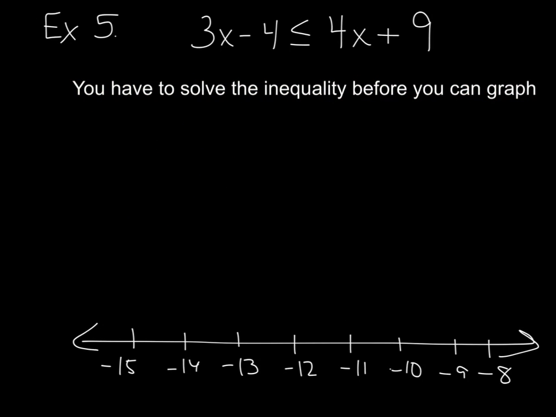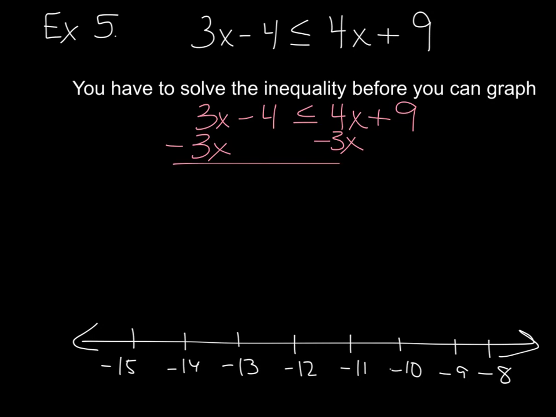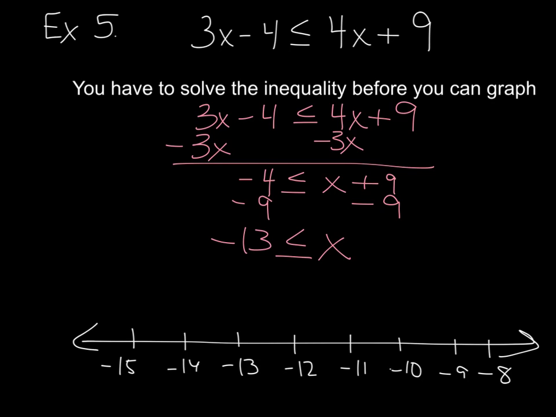All right, in the last example for this video, I have the problem 3x minus 4 is less than or equal to 4x plus 9. So again, before I can do anything, I have to solve the inequality. I am going to choose to subtract 3x from both sides. And when I do so, I get negative 4 is less than or equal to x plus 9. Now I'm going to subtract 9 from both sides, and I have negative 13 is less than or equal to x.